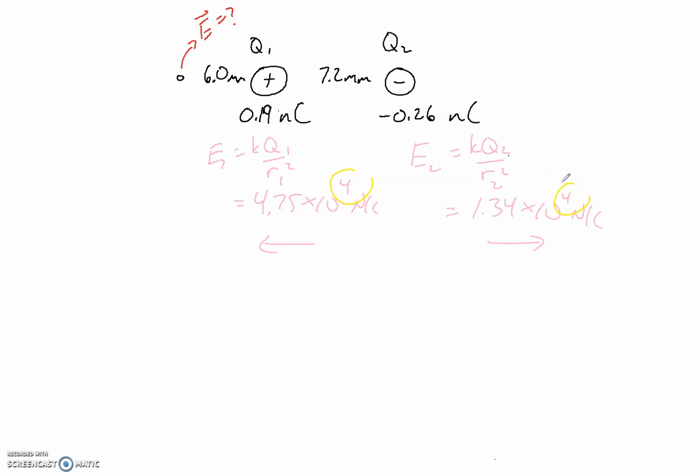All right, so now I'm just going to take these two and put them together. I've got the 4.75 going towards the left, and I can just subtract the 1.34 from it, and that gives me a total electric field at that location altogether of around 3.41 times 10 to the 4 newtons per coulomb. Going to the left is winning, so it would be to the left. So that would be the electric field at that location.